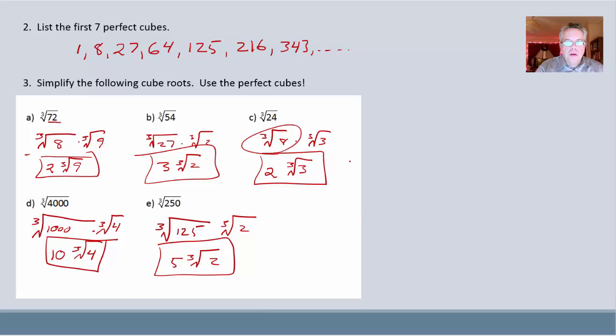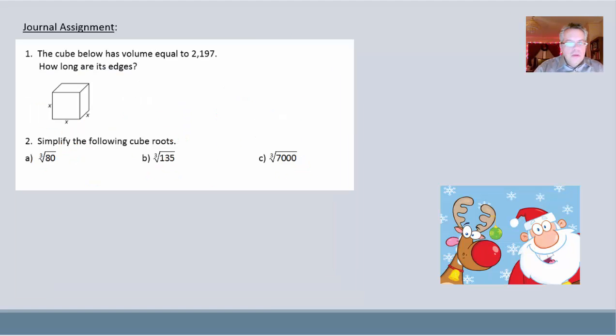Okay, so that's it. Let's go on to the journal assignment. Here we go. So this will be short for you. The following cube has a volume equal to 2,197. So find out how long each side is. Then use the perfect cubes to simplify the following cube roots. Okay, I don't think it'll be a problem for you guys. Good luck.